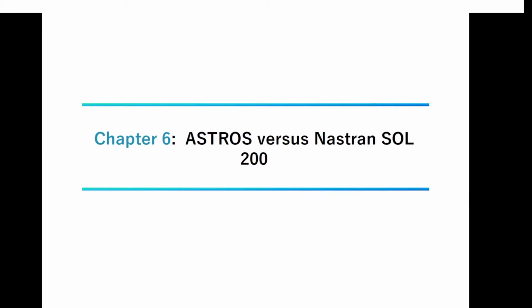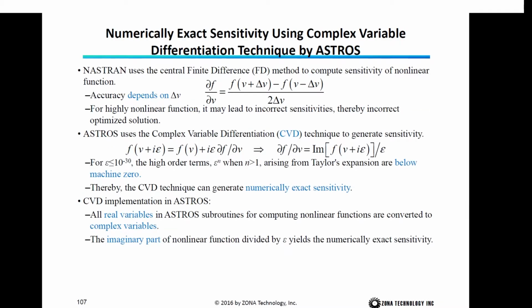Chapter 6, ASTROS vs. Nastran Solution 200. Nastran Solution 200 is a structure optimization module. Nastran uses the central finite difference method to compute the sensitivity of a nonlinear function. This is the typical central differencing equation to compute the sensitivity of a nonlinear function with respect to a design variable.